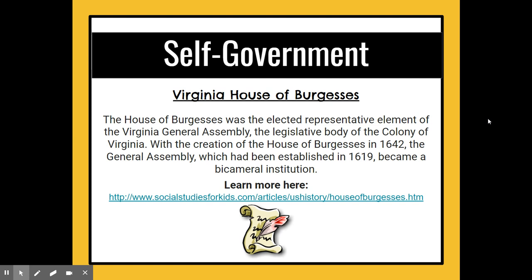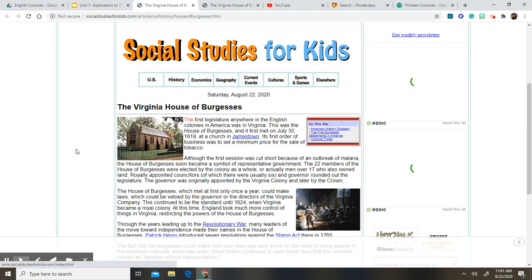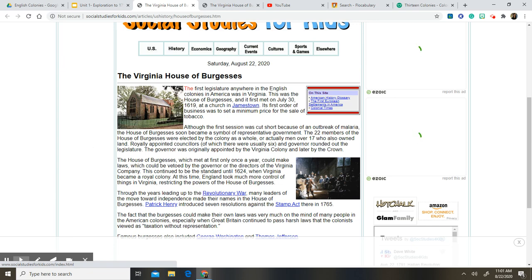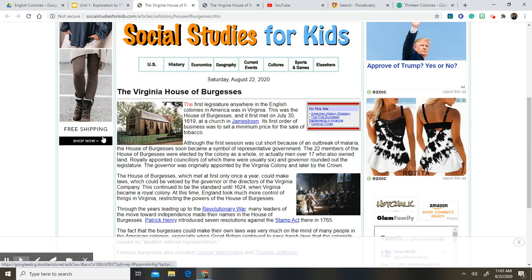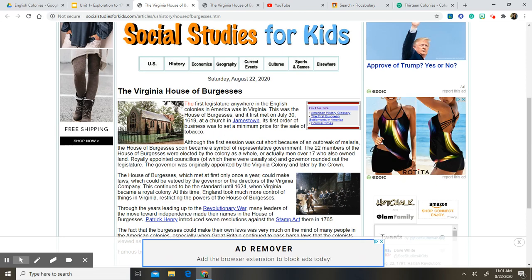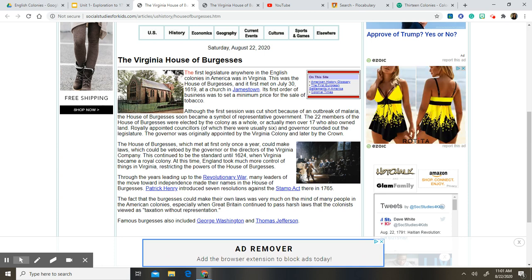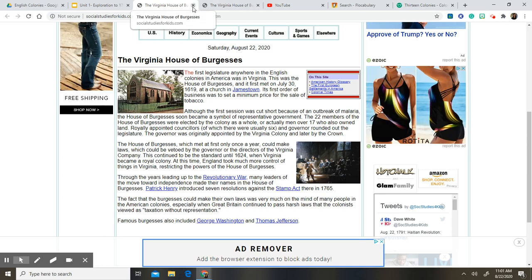You can learn more about the Virginia House of Burgesses when you click on this link here. It's going to take you to an article about the House of Burgesses. So this is an interesting read talking about the legislature that was established in Jamestown, how they had their first meeting, and what they discussed at that meeting. So check that out when you have some extra time.